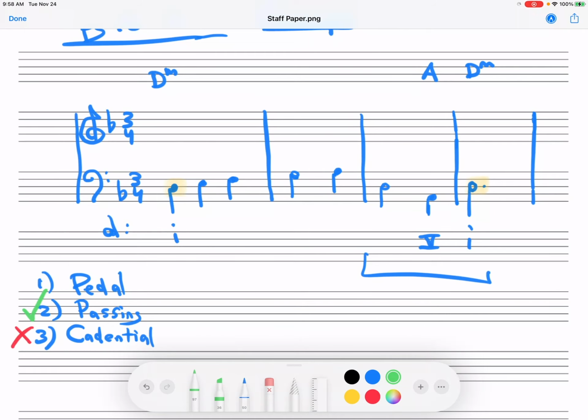Pedal, well, a pedal means the bass stays the same. Okay, so same bass notes. Usually when you see a pedal 6/4, the bass does something like this. Either that or it just stays like a long note and it sustains. But you can see this bass line is constantly moving, so it's not going to be a pedal 6/4.